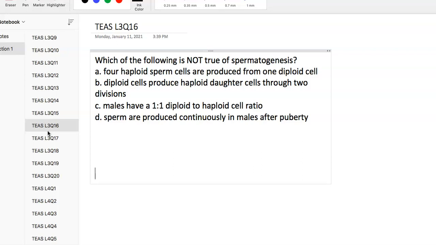During spermatogenesis, 4 haploid sperm cells are produced from one diploid cell through meiotic division. Meiotic division is a series of 2 divisions through which diploid cells produce haploid daughter cells. Sperm are produced continually in males after puberty. In females, which is oogenesis, 1 haploid ovum is produced from one diploid cell along with 2 polar bodies through meiotic division. This means that females have a 1-to-1 diploid to haploid cell ratio, while males have a 1-to-4 ratio.